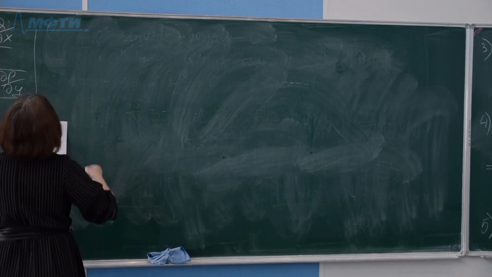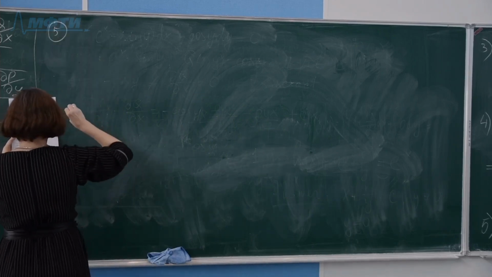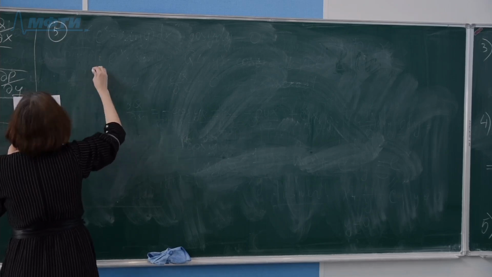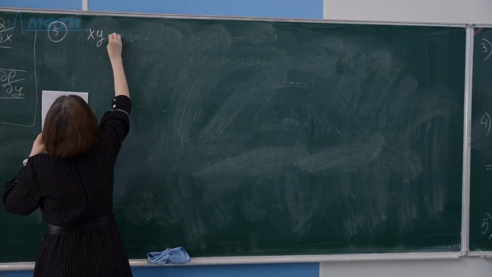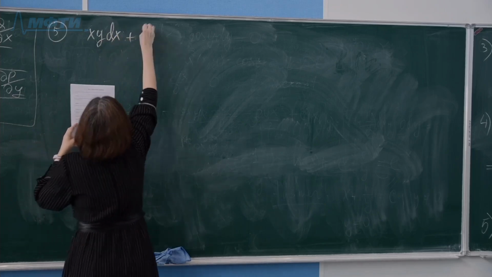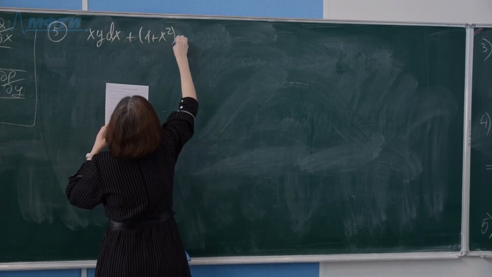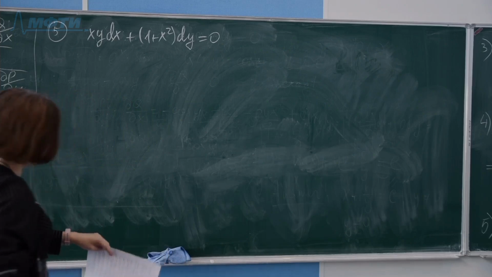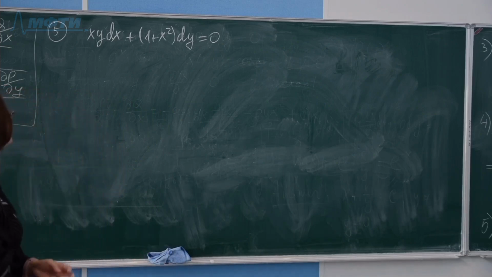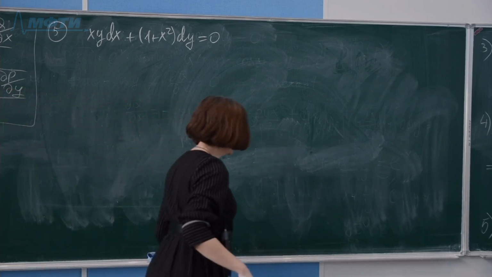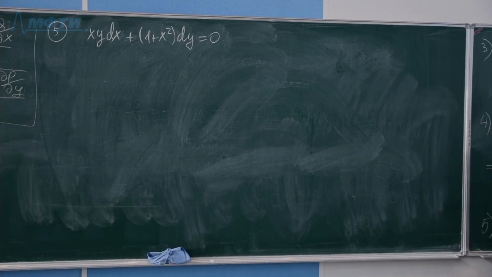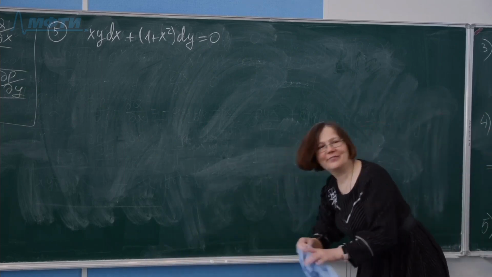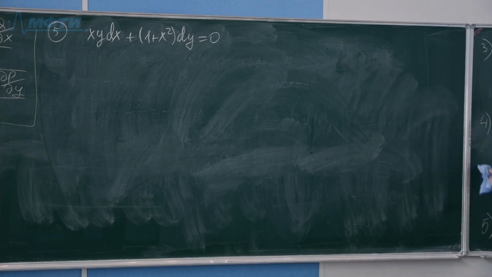Now this task number 5, I think it's 5. The equation will be xy dx, (1 plus x squared) dy equals 0. Okay. Who wants to solve this? Your turn. Welcome. This is a chalk. So easy by variable separation. Variable separated, yes. It is variable separated.